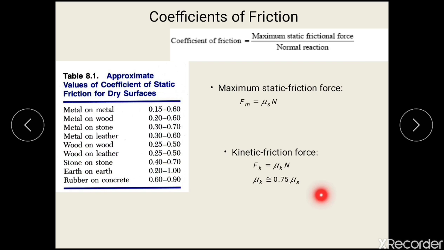Then kinetic friction force. The difference between kinetic friction and static friction is given in a quantitative manner. So kinetic friction is more or less equal to 0.75 of static friction.